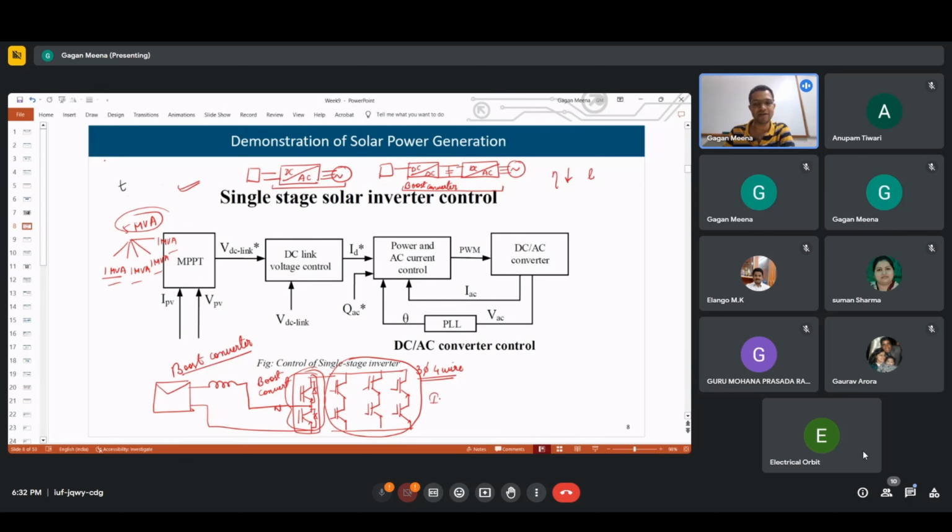Just as here, if we have the AC bus and DC bus, then we can have this DC to AC converter, single stage and bidirectional. Okay, so this was correct.